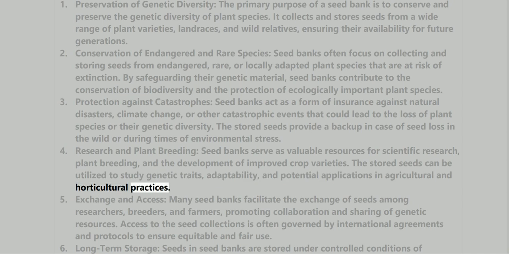5. Exchange and access. Many seed banks facilitate the exchange of seeds among researchers, breeders, and farmers, promoting collaboration and sharing of genetic resources. Access to the seed collections is often governed by international agreements and protocols to ensure equitable and fair use.